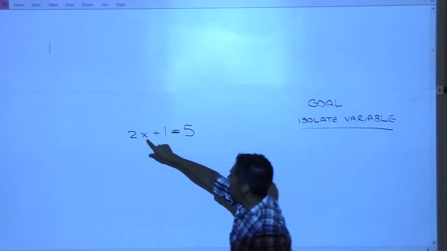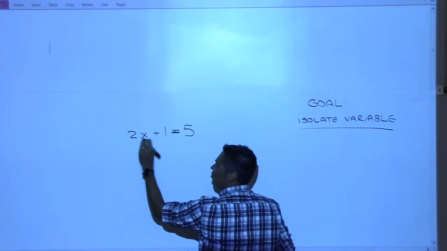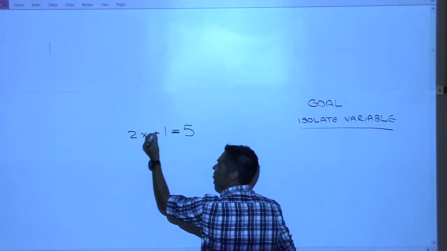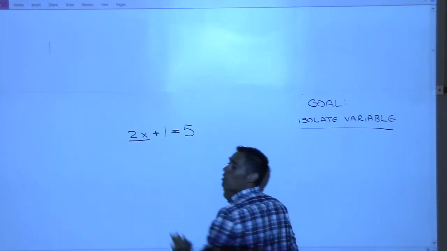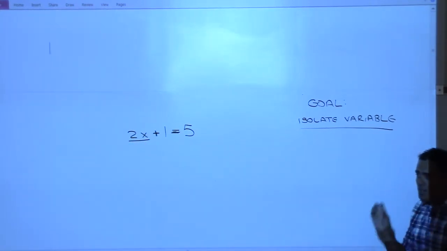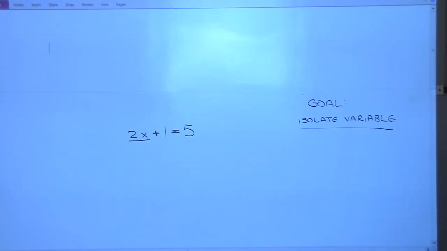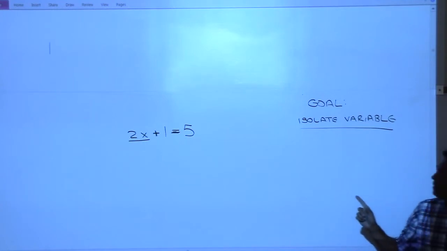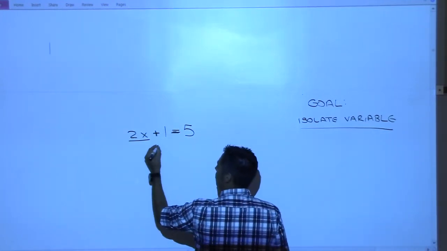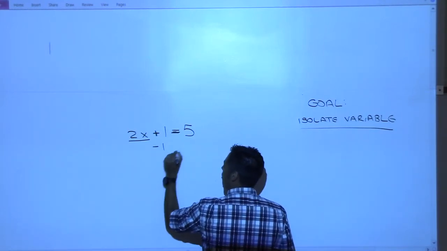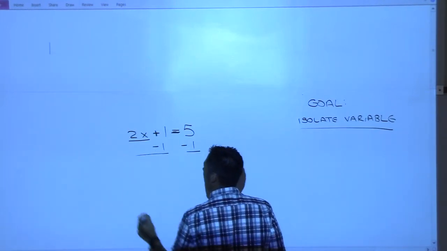Here's my variable. Right now I have what we call 2 terms. Terms are separated by addition and subtraction. So I have 2 terms over here. I want to first isolate the term that has x in it. If I can isolate it, isolate it. So to isolate that term, I would have to get rid of the 1 that's there. So how do I get rid of that? I would take away 1 on both sides, right? So I'm going to do what we call vertical subtraction. I'm going to just subtract 1 on both sides like that.